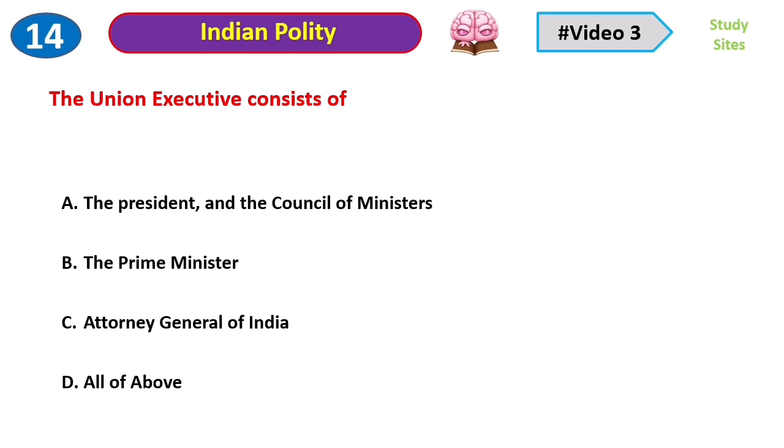The Union Executive consists of all of the above: the President and the Council of Ministers, the Prime Minister and the Attorney General of India.